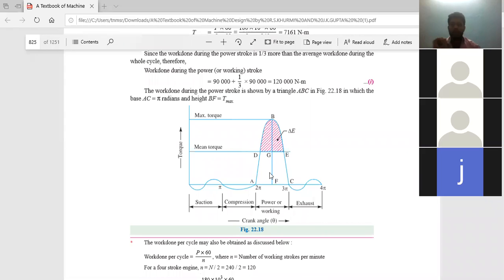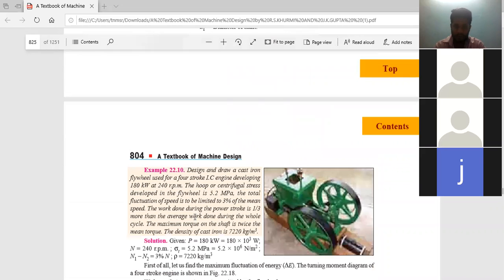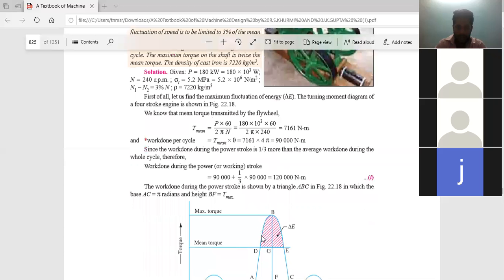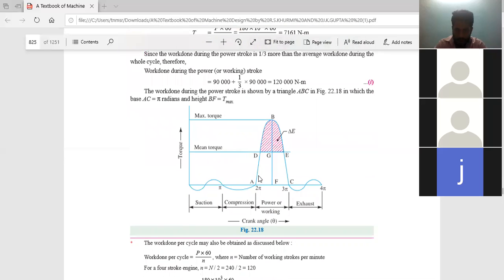Yes, sir. Fine. In order to solve, I can assume this diagram of the power stroke to be a triangle. Why a triangle? Because nowhere in the question is it written that this curve follows a sine or cosine curve. Since it is not written, I can take it as a triangle. That means ABC is a triangle. If I take this triangle, somewhere here will be my mean torque line.